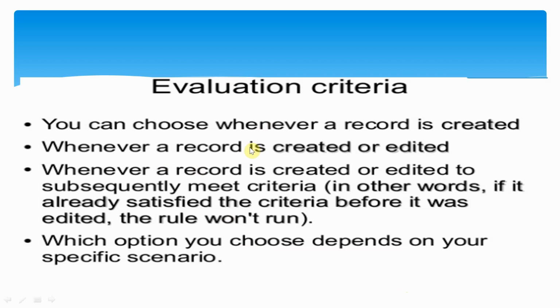So these are the 3 evaluation criteria that you have. First is when the record gets created. Second is when it's created or edited. The third is when it's created or edited to subsequently meet the criteria.